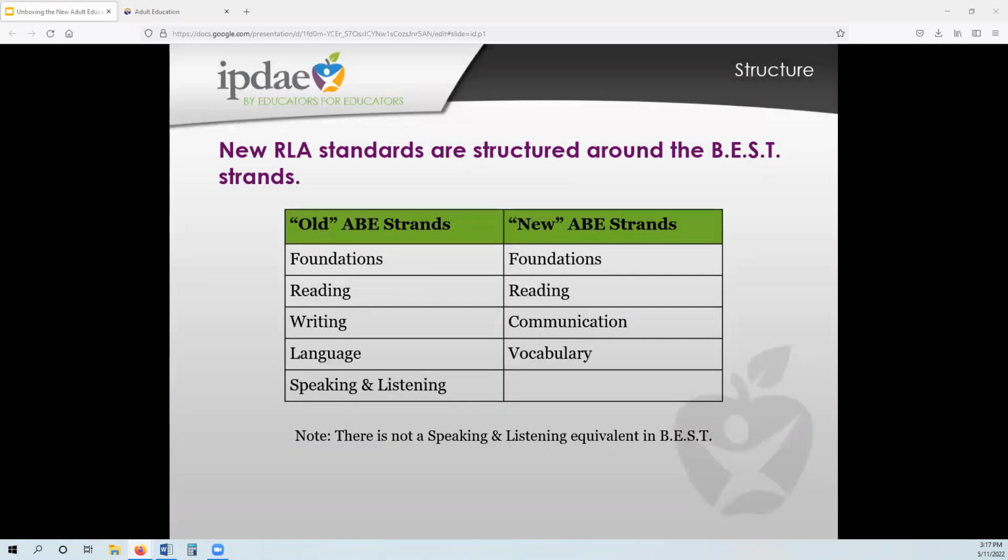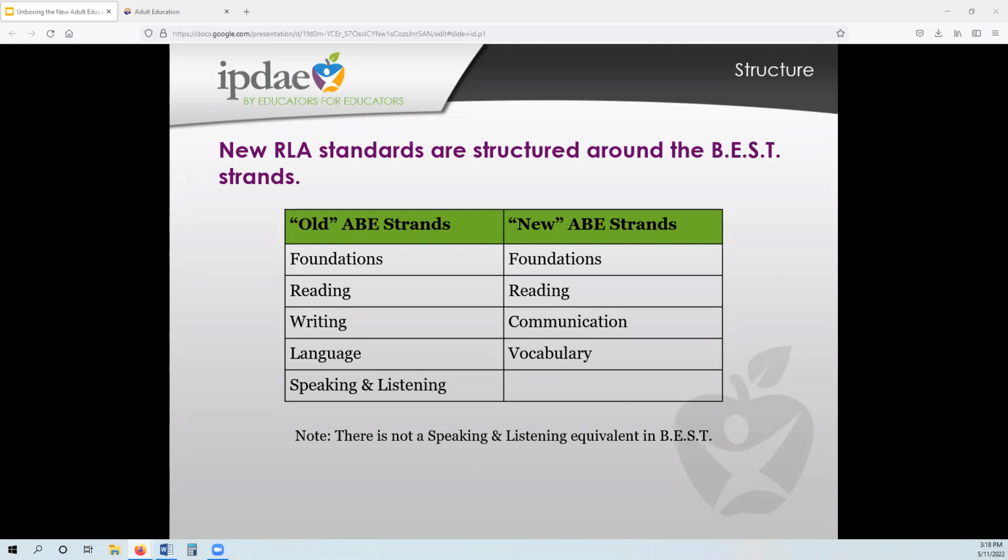Continuing on to talk about the structure, and consistent with what Molly mentioned around the first design principle and sticking with the structure of the BEST standards: the previous ABE strands, there were five: foundations, reading, writing, language, and speaking and listening. What you'll see when you download the new Reasoning Through Language Arts standards framework is that there are four strands: foundations and reading, which are pretty similar in structure to the previous ABE, but then where they start to diverge is the communication and vocabulary strands, which look and feel quite a bit different.